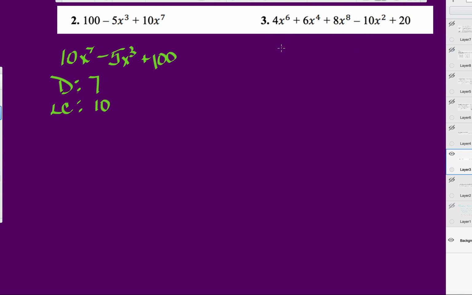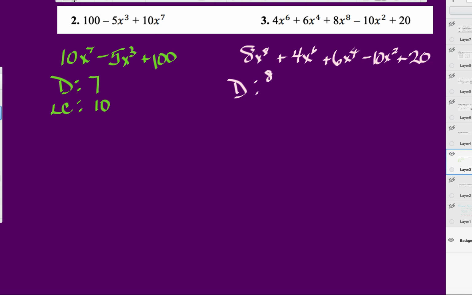I'm going to look up here, and I see that I have an exponent of 8. So I'm going to put up here 8x to the 8th plus 4x to the 6th plus 6x to the 4th minus 10x squared, and we'll put that little constant on the end of 20. And what is my degree? My degree obviously is 8.